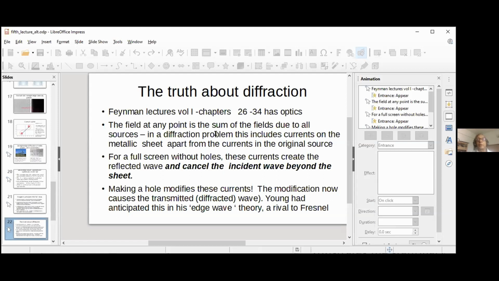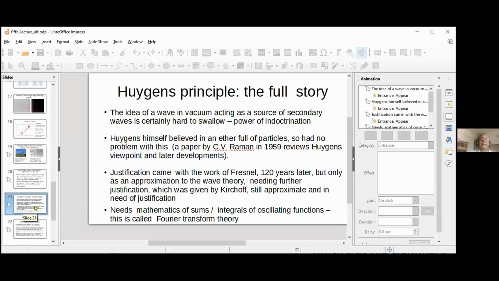And believe it or not, he develops all of optics from this viewpoint. And it's not original with him. It was a very profound remark about diffraction, which was made in the early 20th century. So let me actually come to that and come back here.